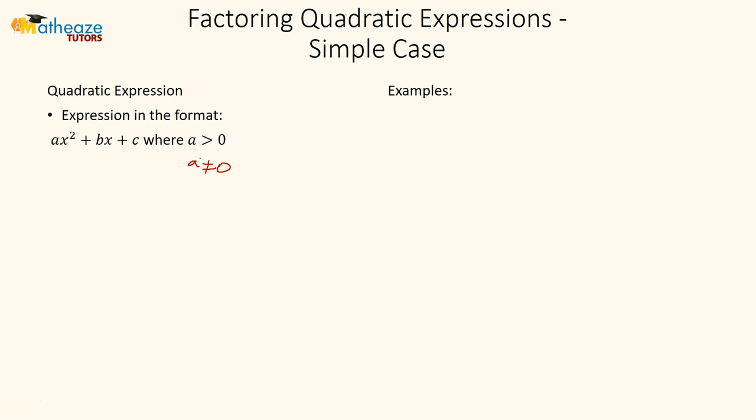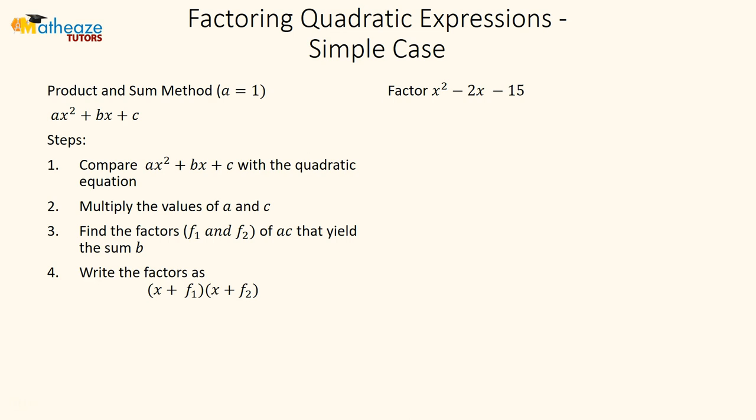So let's look at a few examples. 3x squared plus 2x plus 1, that's an example. 5x squared plus 1 is an example because b could be 0. The only thing that cannot be 0 is a. And then we could also have 6x squared plus 3x. This is also quadratic. So these are just some examples of quadratic expressions.